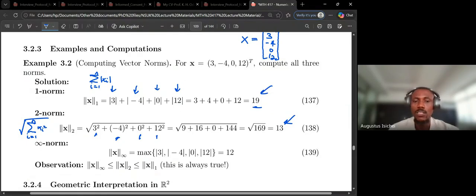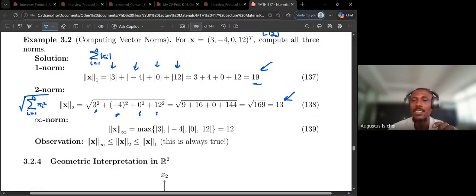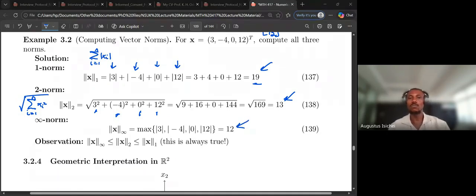Then the L infinity norm is saying take the magnitude of each component in the vector, then of all the magnitudes of each component, pick the maximum, pick the largest. The magnitude or the absolute value of 3 is 3, the absolute value of minus 4 is 4, the absolute value of 0 is 0, the absolute value of 12 is 12, which is the maximum, 12. And this is the L infinity or the infinity norm.